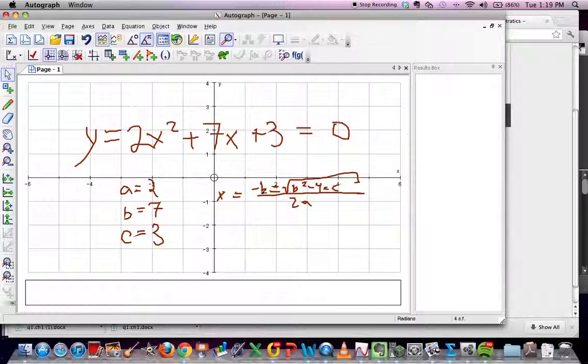A second option would be to use the quadratic formula. A is 2, B is 7, C is 3. You could plug that into this equation. You could find the roots that way as well. But just a quick refresher on how to use your calculator.